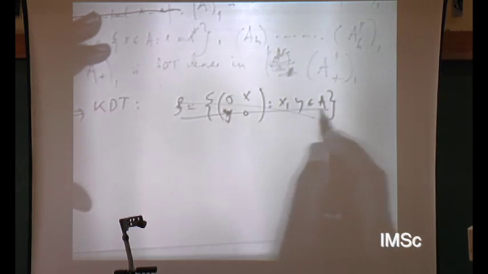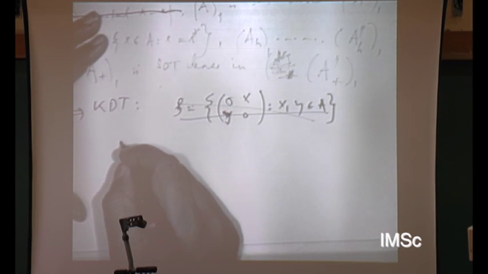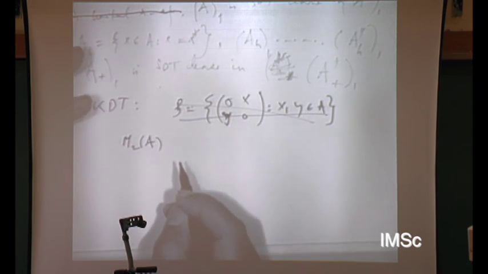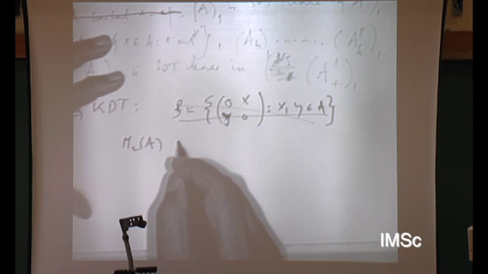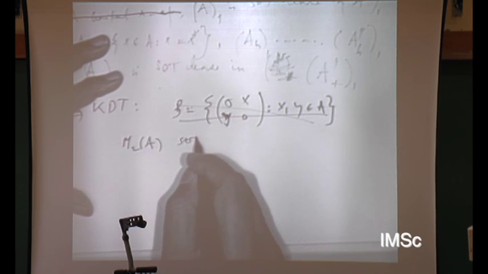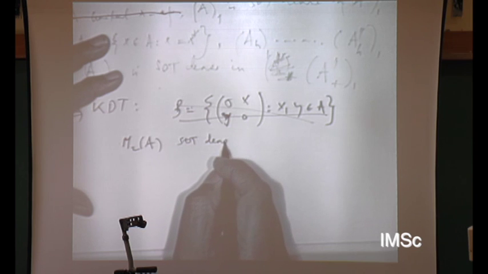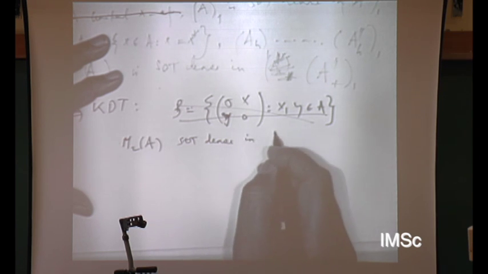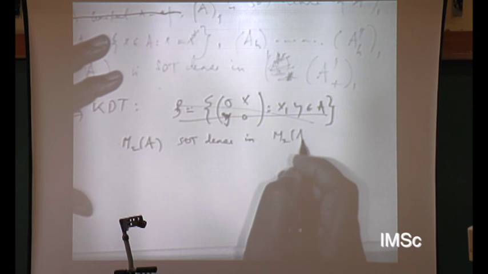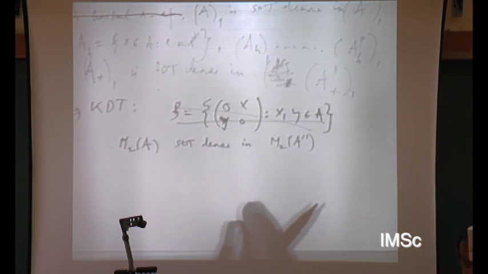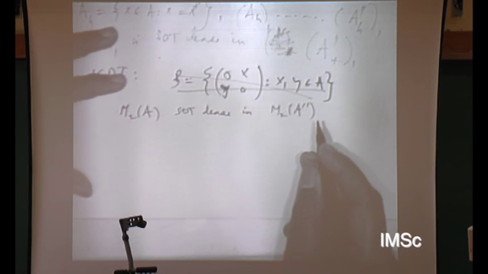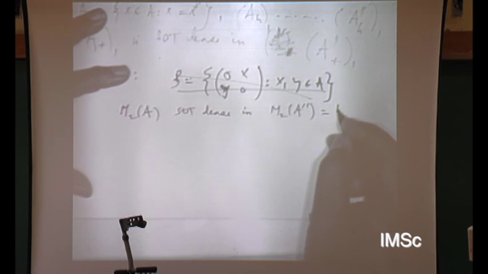So what he is saying is, look at M2 of A. This will be SOT dense in M2 of A double prime, because entry by entry you can approximate. So you can approximate the entire matrix from here. But this is equal to M2 of A.